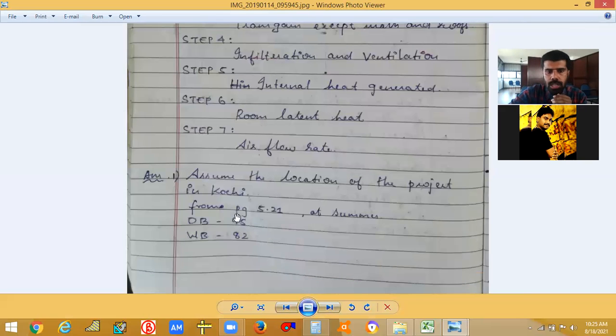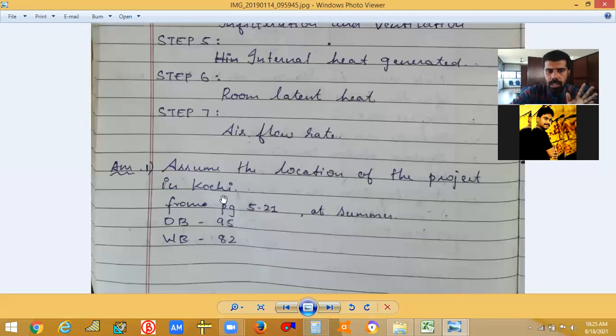Here I have chosen, assumed the location of the project as Kochi, from page number 5.21 in my textbook. The textbook won't be provided to you, but the sheets, the graphs, and the tables will be given to you. Still, in my textbook it is page number 5.21. So you just write page 5.21, at summer, dry bulb dB is 95 degrees Fahrenheit and wet bulb is 82 degrees Fahrenheit. Yesterday I showed you that table, so you might know it.